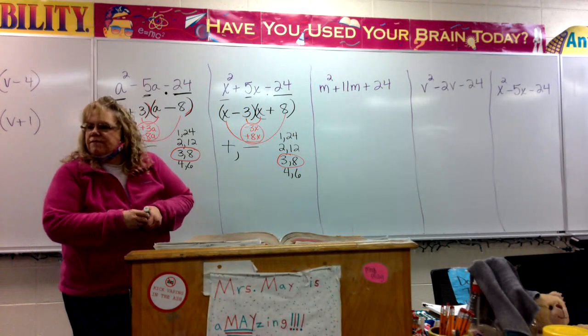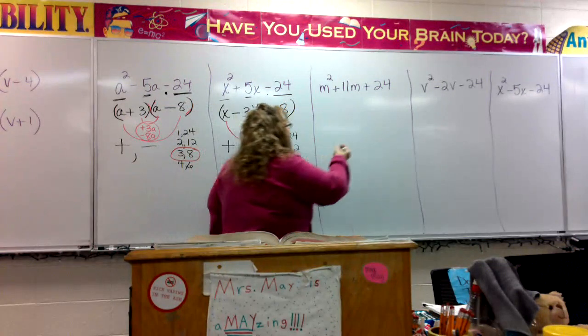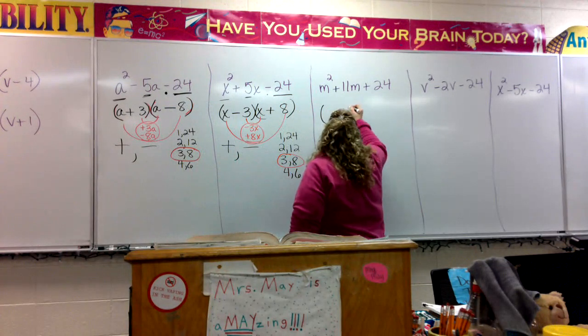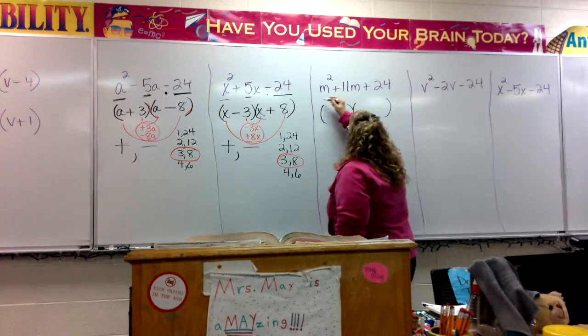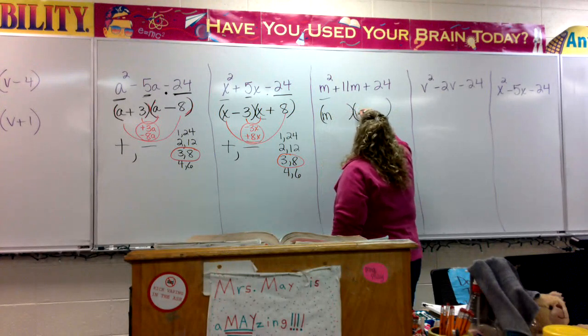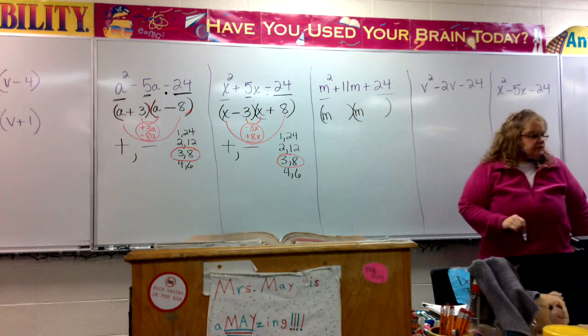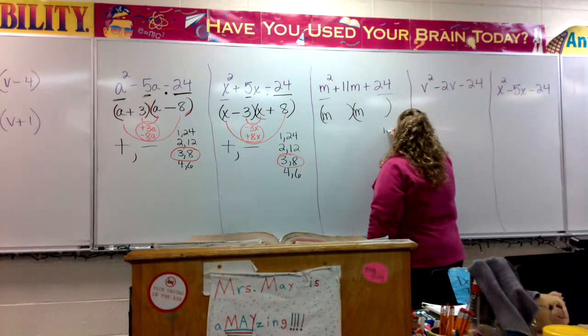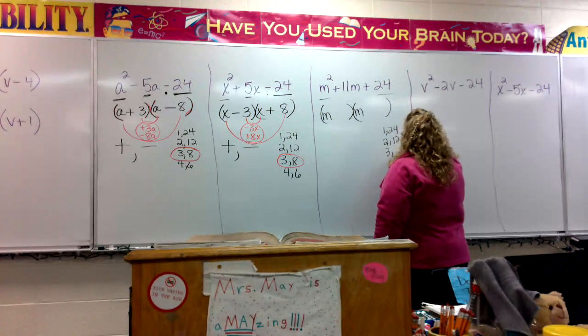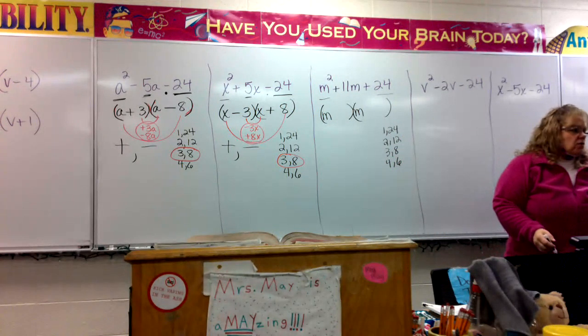Anybody with questions so far? How about the next? I'll do this one, m squared, it's got to be m. Go down to the other end, I've got a 24 again. It could be 1 and 24, it could be 2 and 12, it could be 3 times 8, it could be 4 times 6.